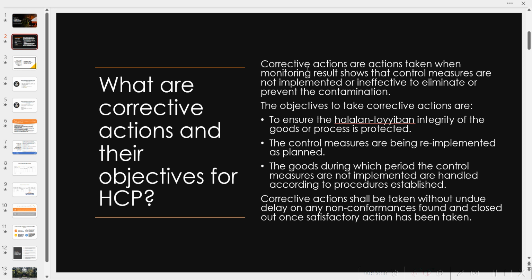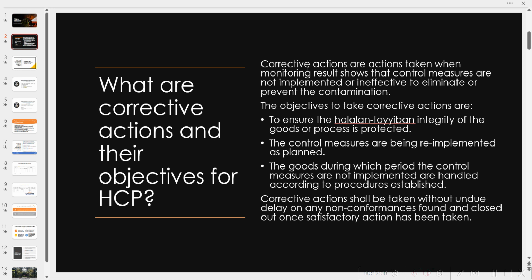Okay. The goods or product during the period in which the control measures are not implemented are handled according to established procedures, which means what you want to do as a corrective action shall be stated as a SOP, standard operating procedure. Right? So having this SOP or procedure shall be established in the premise, and you shall ensure that all staff in the production really follow or comply with the steps stated in the procedures.